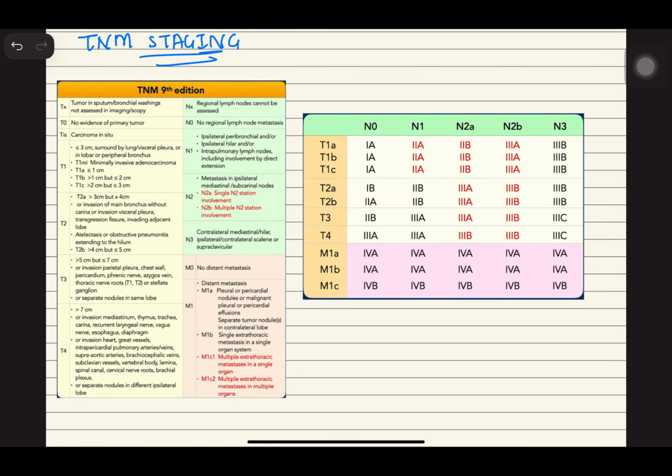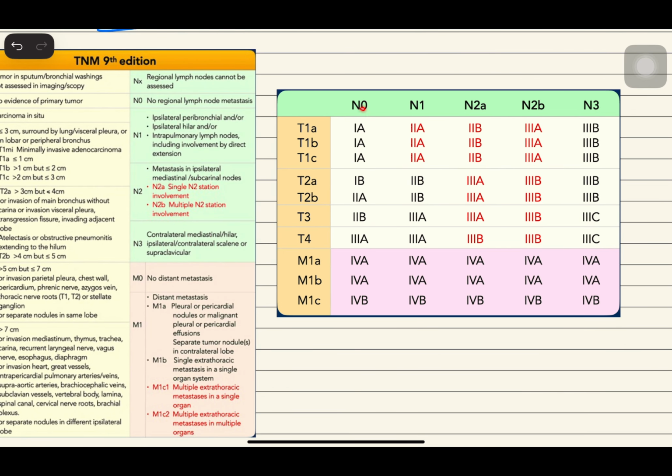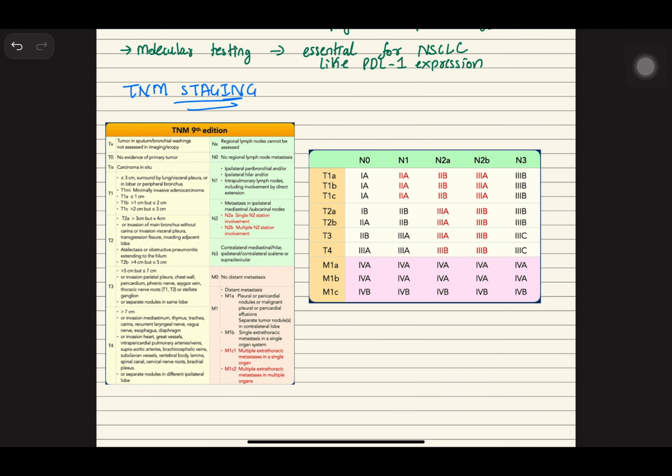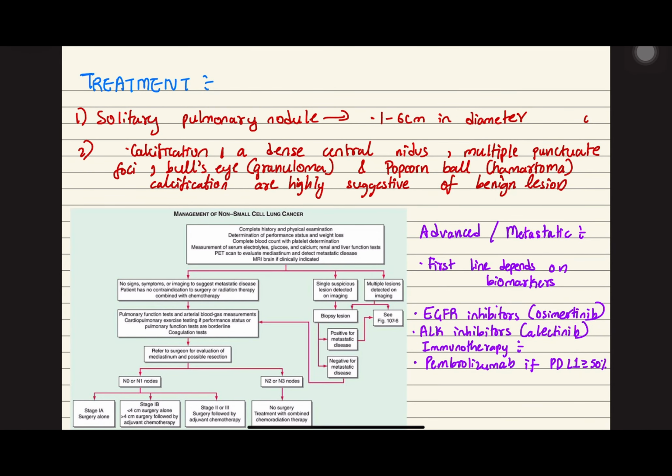What I am trying to say is, if the tumor is in stage 1 or stage 2, then surgery is possible. If tumor is in stage 3, then you have to do surgery plus chemotherapy or radiation therapy for the patient. If tumor is in 4th stage, then you have to go for systemic drugs. Please memorize this.